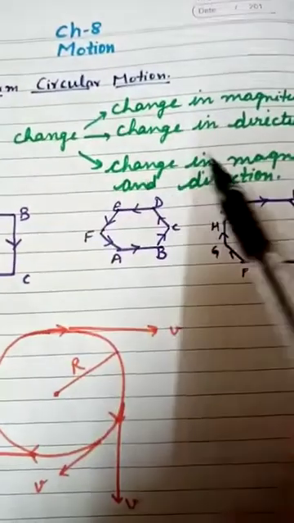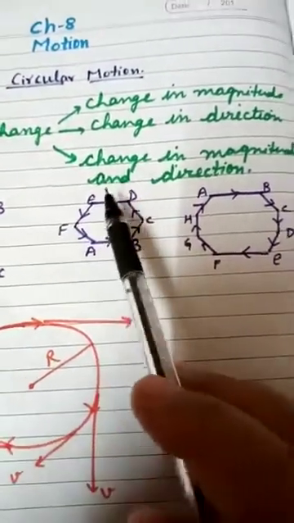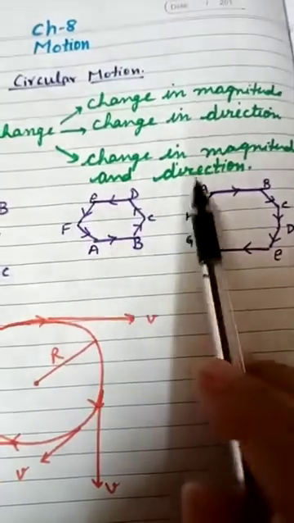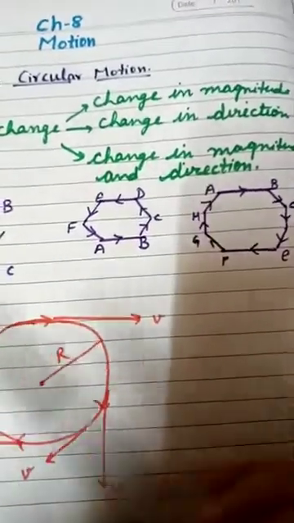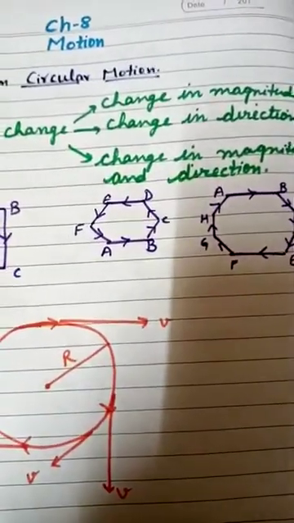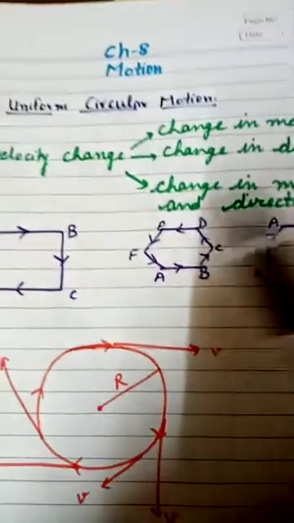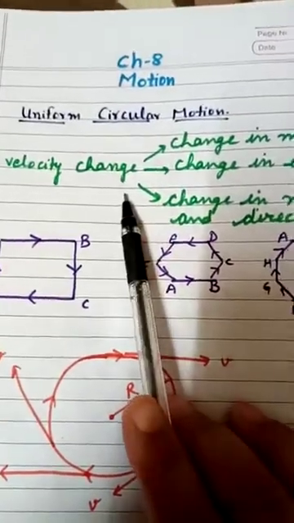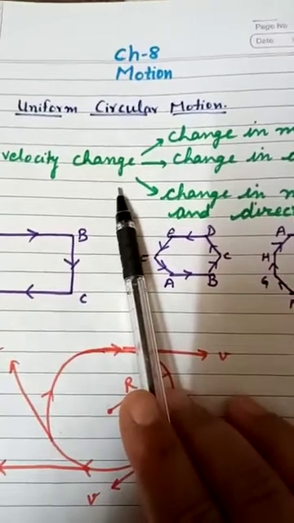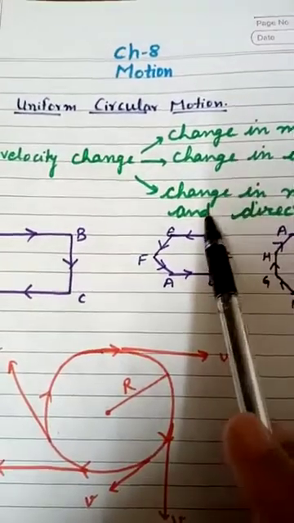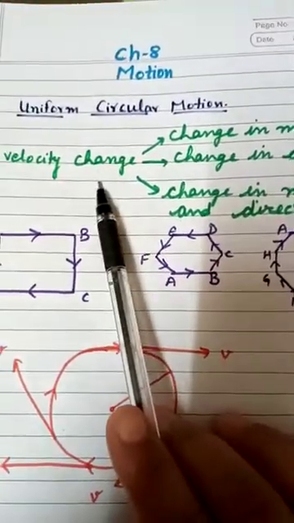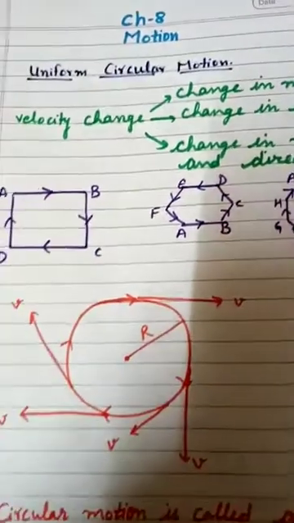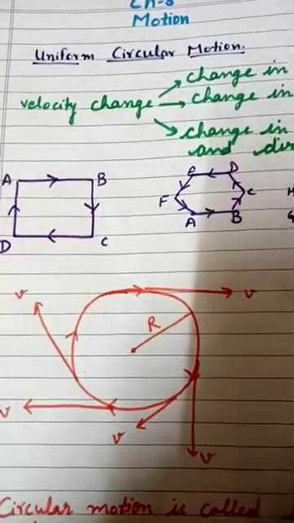And in the third case, change in magnitude and direction. The speed of the object changes and it also changes its direction, then also we can say that velocity is changed. So these three are the criteria when we can say the object's velocity is changed.